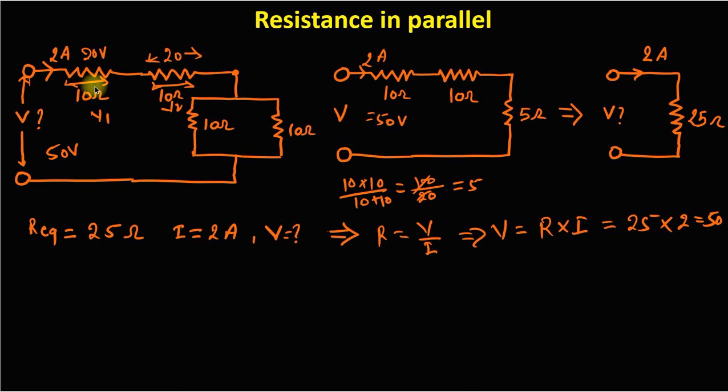So here it will be 50 minus V1 minus V2 equal to 10 volt. So here will be 10 volt. Since you know the voltage here, you can calculate the current in these resistances also. Both resistances are the same, so the current will be the same in both resistances.